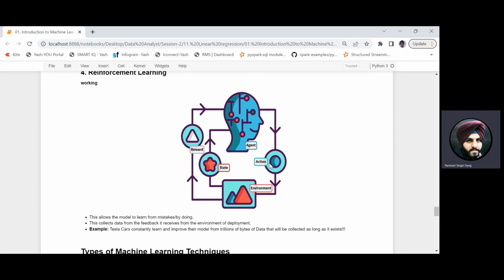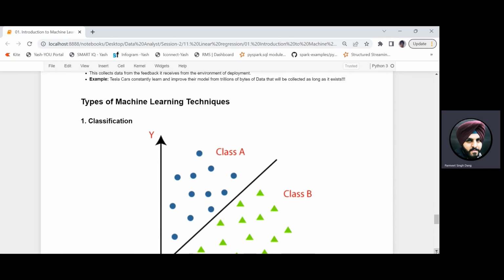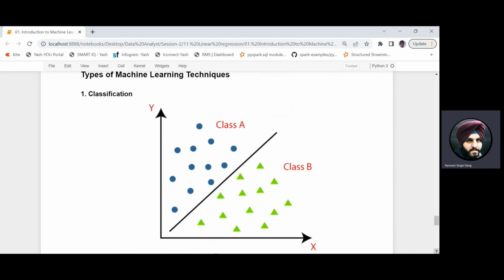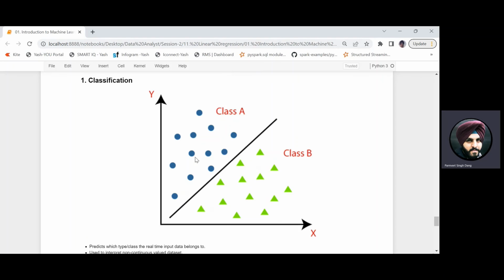So it would constantly keep on learning and mature itself day by day as you use that algorithm. Now, if I talk about the types of machine learning techniques, there is one type which is classification, which is a supervised machine learning technique. In classification, we are trying to classify the two classes. It will predict which type or class the real-time input data belongs to.